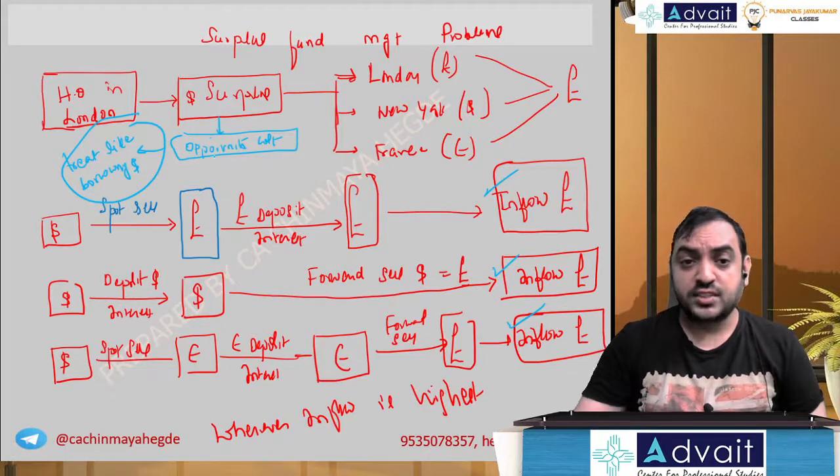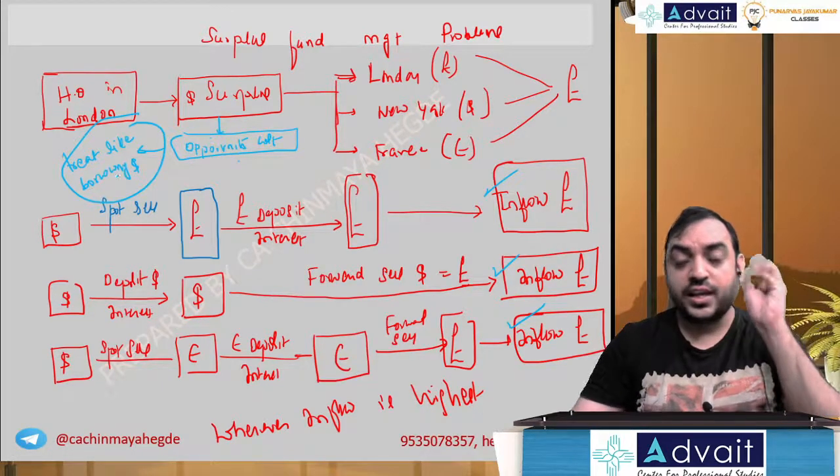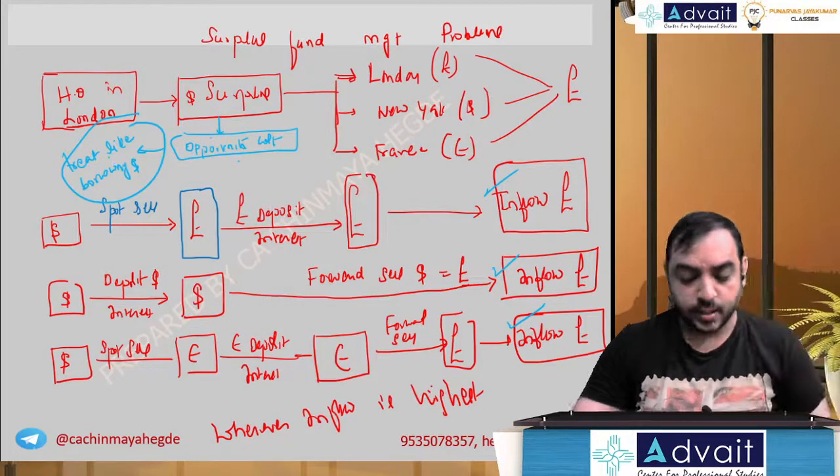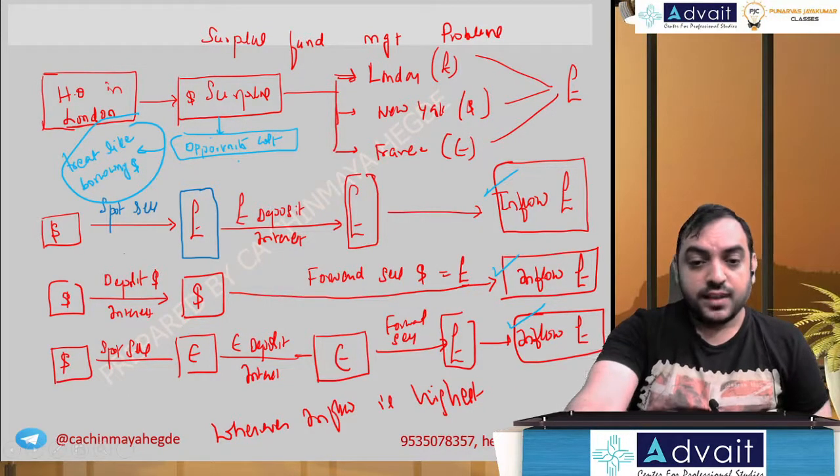Just be careful about this. If the dollar has an opportunity cost, you treat it like a borrowing, like a foreign borrowing. That's the process we will apply.